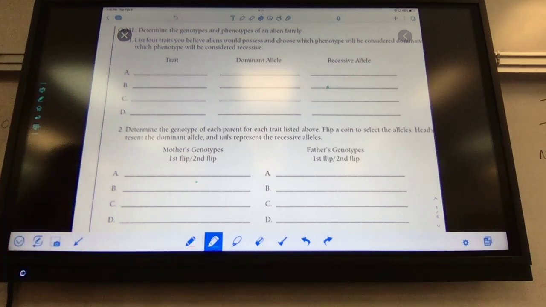So here we go. We're going to go over the alien genetics worksheet. And you're going to make up 4 traits yourself. I'm going to write down a few things. You don't have to copy mine down. You can make up your own.